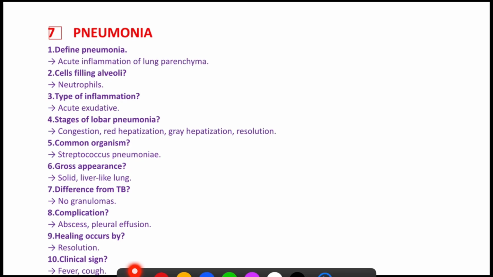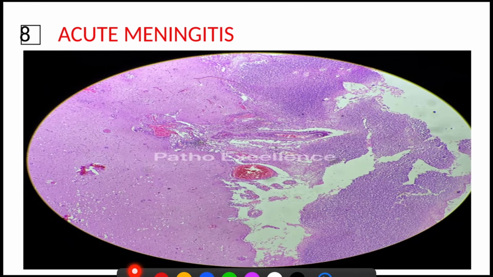The organism is Streptococcus pneumoniae, and because of the solid, liver-like lung, it is called hepatization. Here, how will you differentiate it from TB? There are no granulomas in this, and complications are abscess and pleural effusion. So these are some important questions. Now the next slide is meningitis.